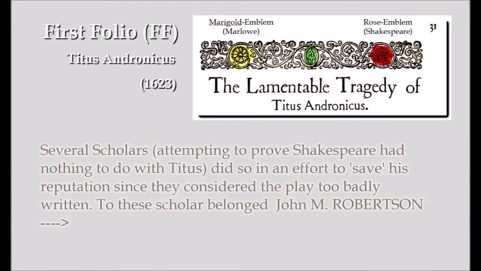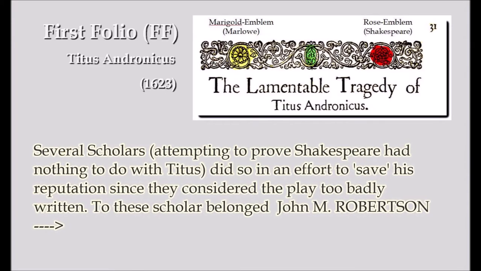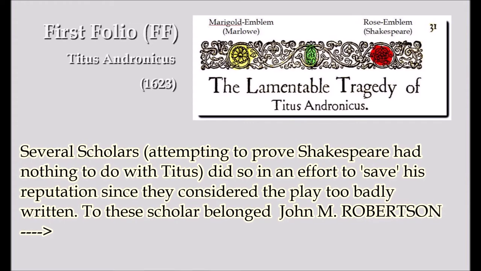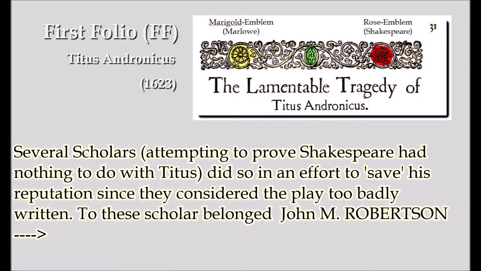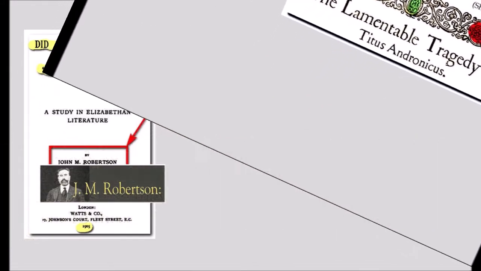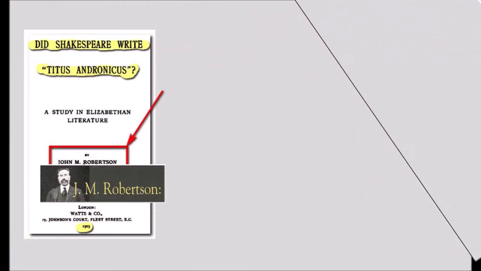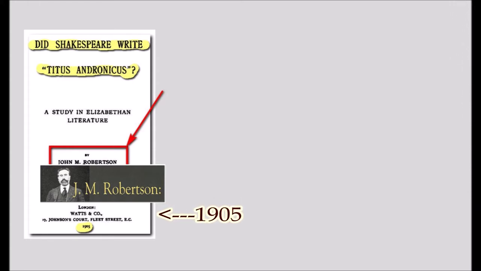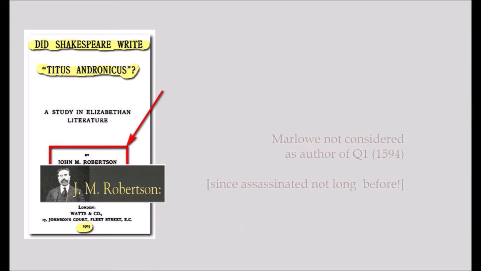Several scholars attempted to prove Shakespeare had nothing to do with Titus in an effort to save his reputation, since they considered the play too badly written. To these scholars belonged John Robertson. In 1905, Robertson categorically refused to accept that Shakespeare had a part in Titus Andronicus.